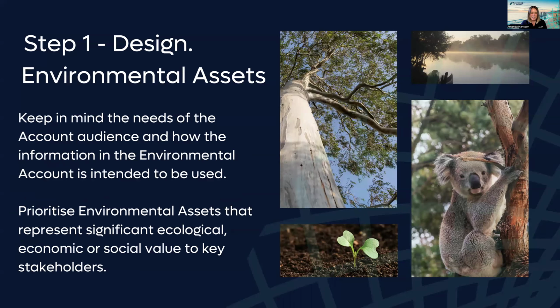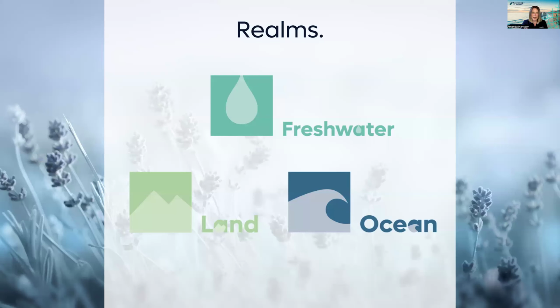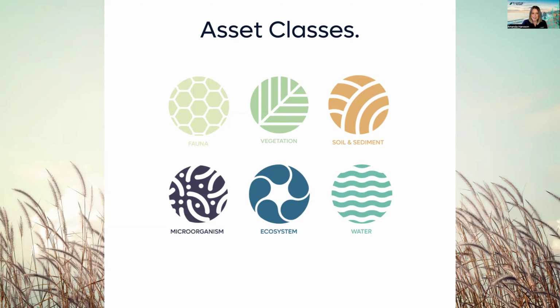The next step is taking that purpose to identify the environmental assets that you need to measure. So you really need to keep in mind the audience and what information needs to be included in an environmental account when selecting your environmental asset. Now we break down the environment in a few different steps to generate environmental assets. So first we have the overarching three categories of land, freshwater, and ocean. Breaking those down into separate segments, we have what we call asset classes, where we have fauna, vegetation, soil, sediment, microorganisms, ecosystems, and water.